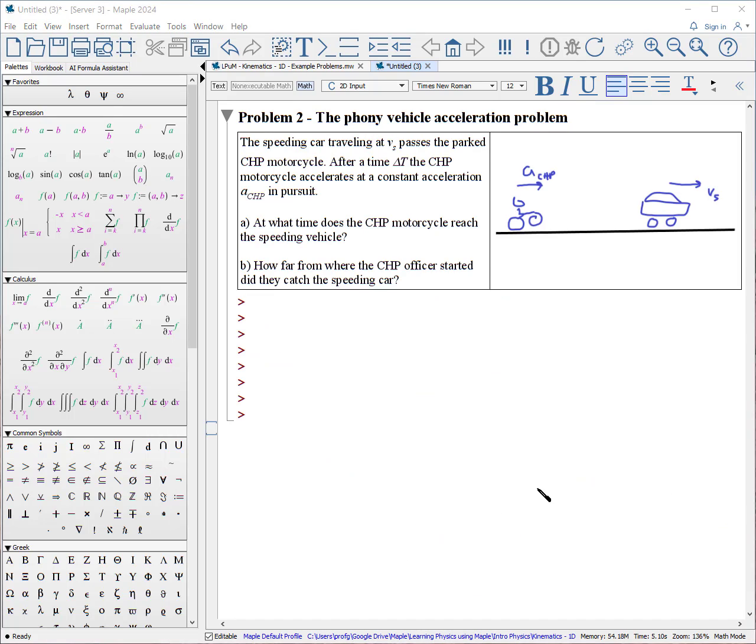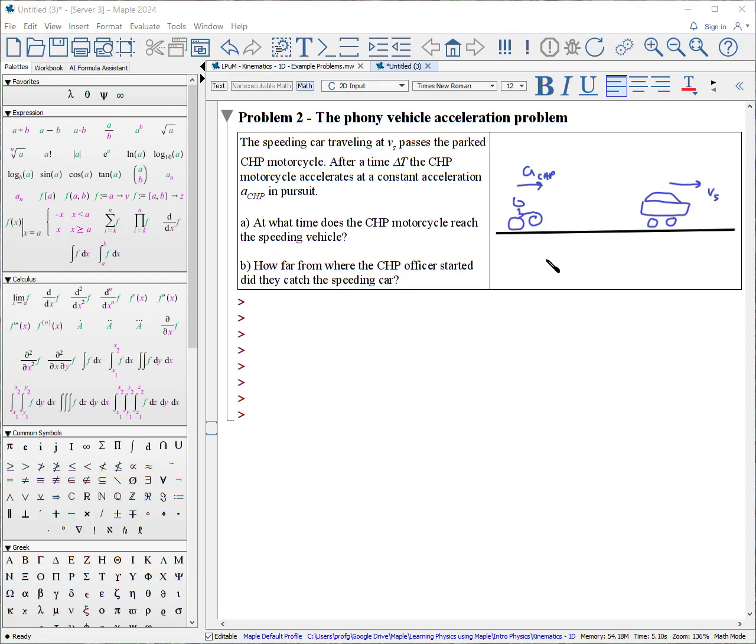Here's our second problem. This involves a one-dimensional problem, the motion along the horizontal direction. You have a speeding vehicle that has passed a California Highway Patrol motorcycle, and after some time, the motorcycle takes off and accelerates at a constant acceleration. The speeding car does not vary its speed during this process.